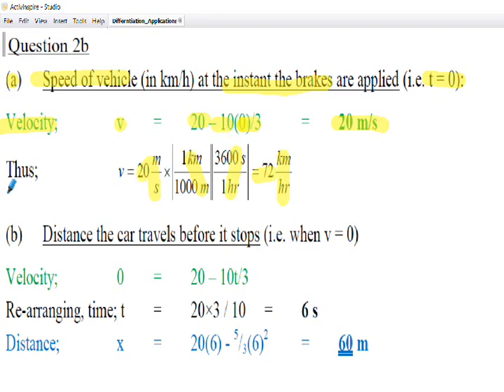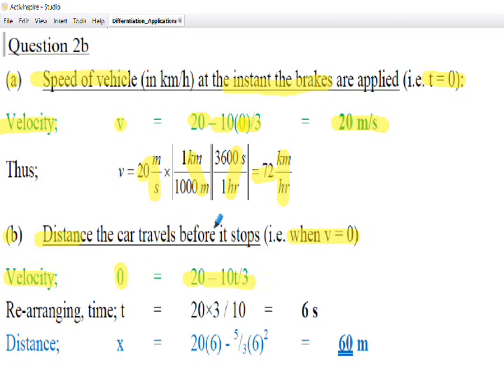And then part B, we're asked to find the distance the car travels before it comes to a stop. Now again, we need to think this through, but when it comes to a stop, then the velocity will be 0. So v is equal to 0 in this case. So we're going to take the velocity equation and make the left hand side equal to 0, because that's its speed when it comes to rest. The right hand side we will get 20, take away 10 times t divided by 3.